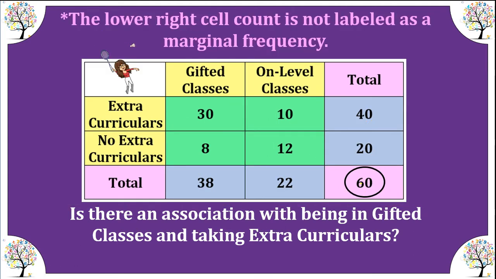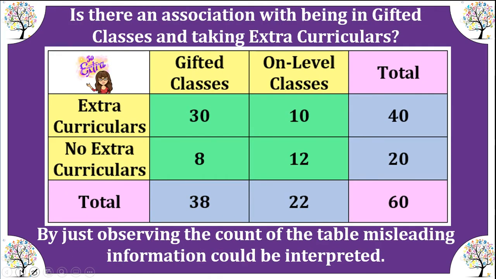Again, 60 is going to be the total amount of folks that I surveyed in this survey. It is not a marginal frequency. It's just the total. So here we're asking, is there an association with being gifted and taking extracurricular? So could I make a prediction that if somebody is gifted, would they be more or less likely to have extracurriculars?